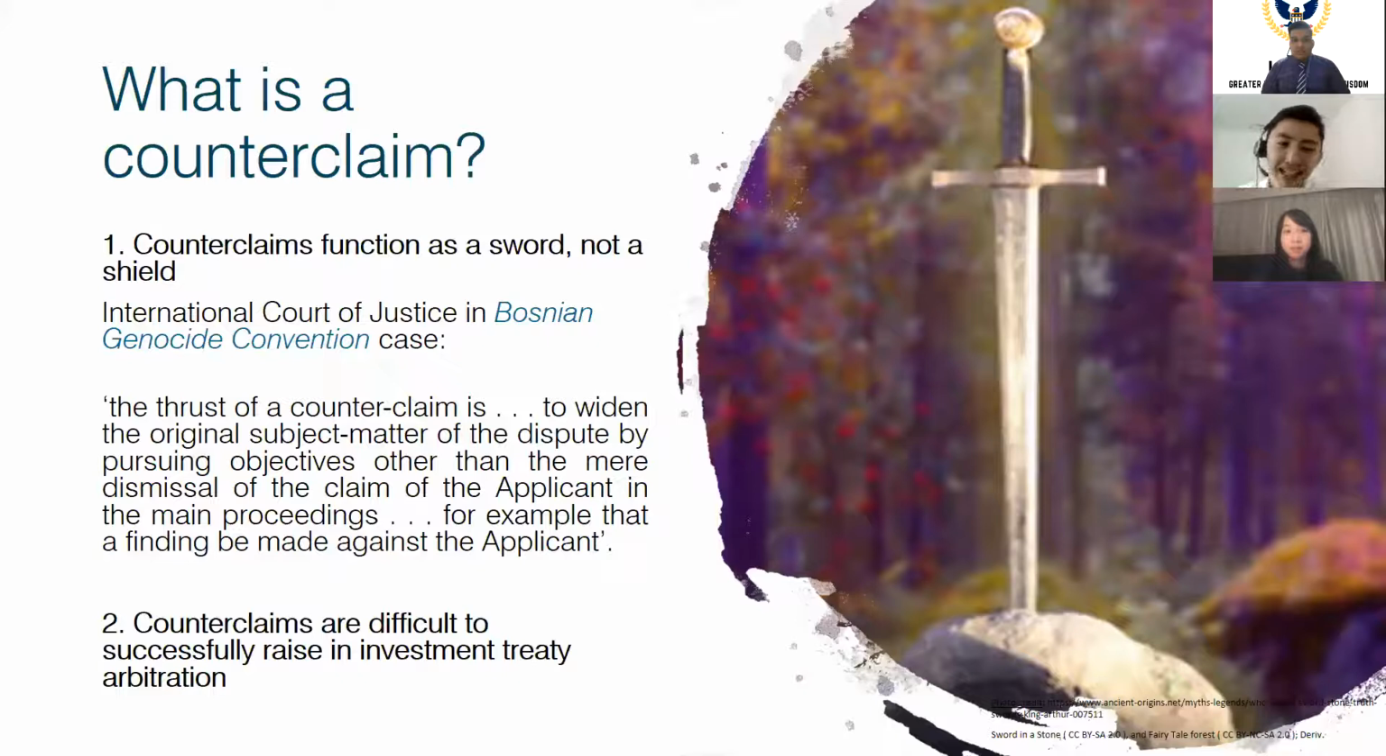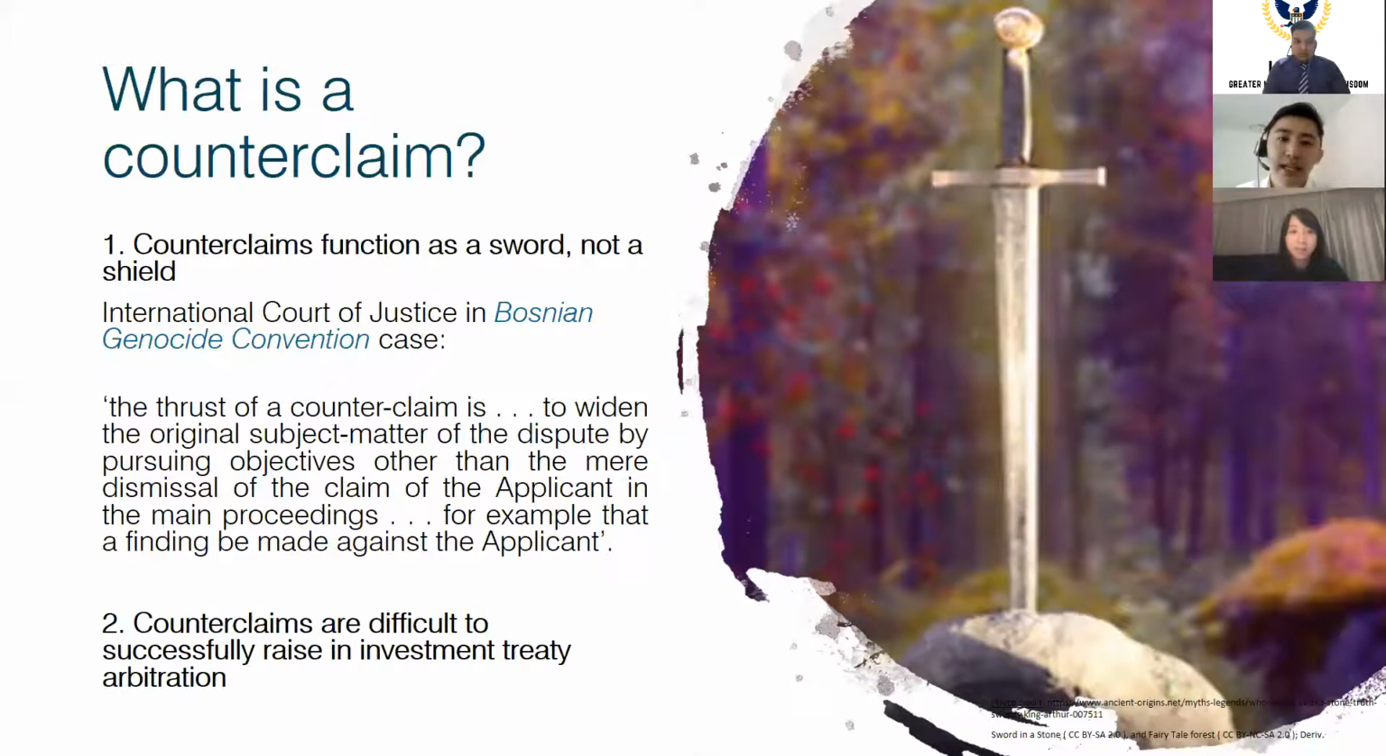Secondly, like the Arthurian sword, counterclaims are very difficult to raise in investment treaty arbitration, for reasons that we'll come to later. But in recent times, we've finally seen one or two successful environmental counterclaims, which Andrea will talk to in a while as well. So that is our overview on what a counterclaim is.